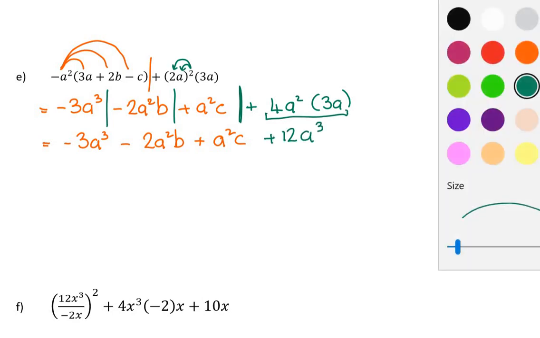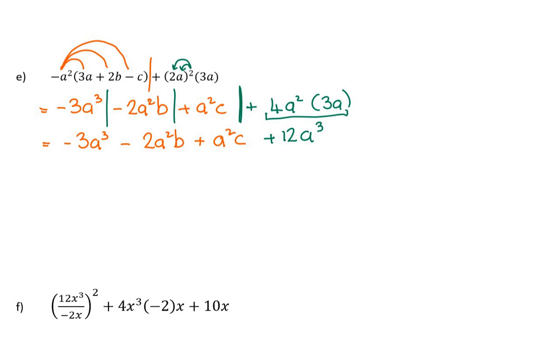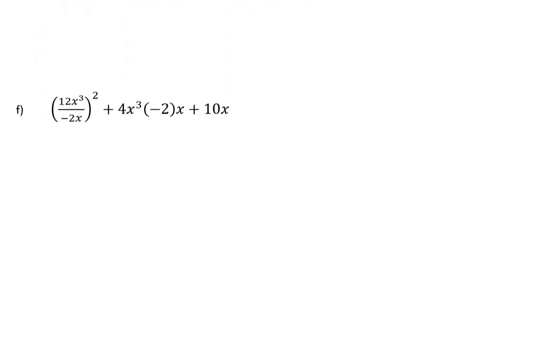So sometimes it takes 2 or more steps to simplify a term. Right, like terms, minus 3a cubed plus 12. Well, 12 take away 3 is 9, so it's 9a cubed. And the next 2 terms are not like. So minus 2a squared b and plus a squared c are not like terms. And so they just are left alone. Right, going on to f.